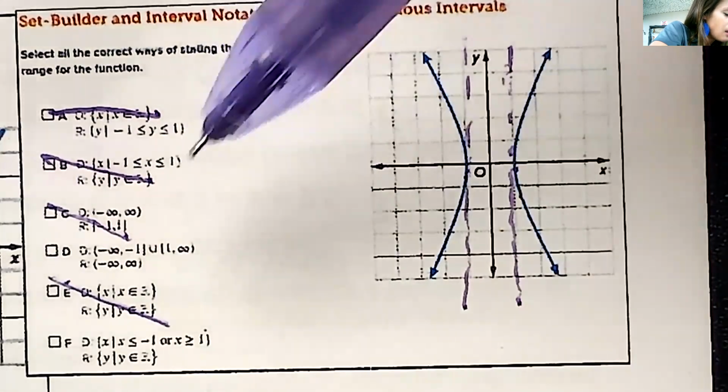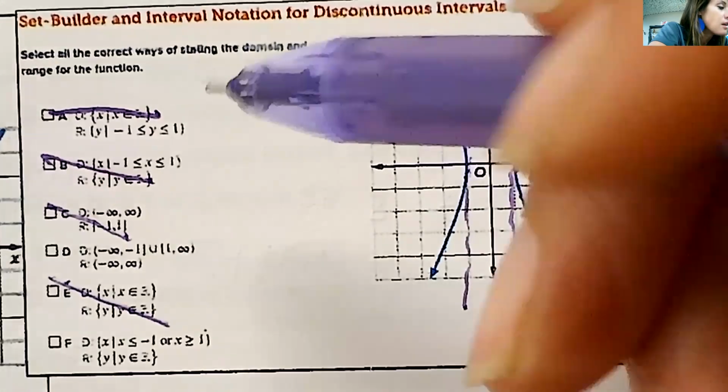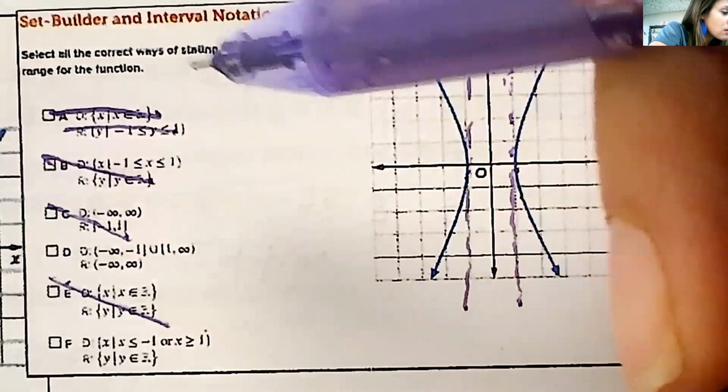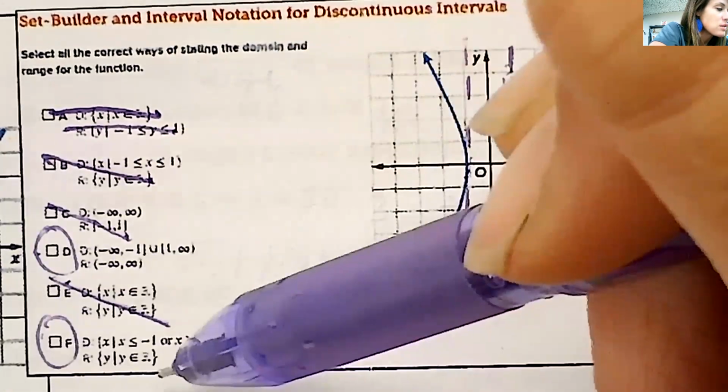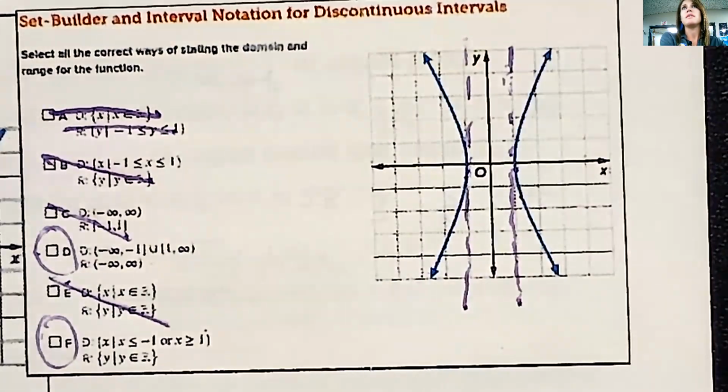And then the range goes all the way up and all the way down. It's everything. So that one was gone already. This one's okay. D and F are both still okay. This is all real numbers. This says -infinity to infinity. That was a tricky one.